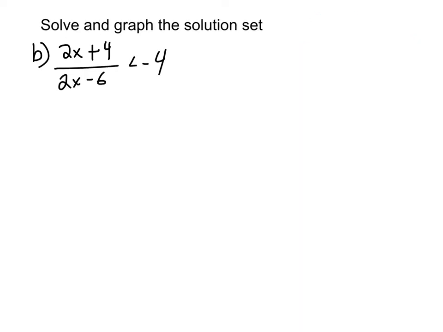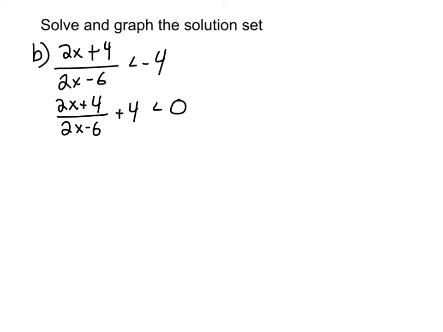Okay, so now let's do another example. You'll notice that in this example, we don't start with having 0 on this side of the equation. So the first thing we're going to have to do is set the right-hand side of the equation equal to 0. So to do that, I'm going to add 4 to both sides of the equation. So I'll have 2x plus 4 over 2x minus 6, and I'm going to add 4 over here. -4 plus 4 is 0. Okay, so now I have 0 on one side of the equation.